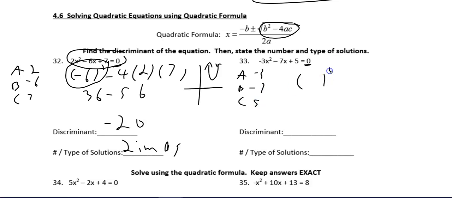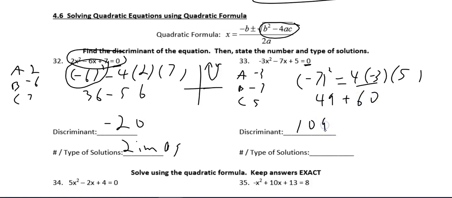So B squared minus 4 times A times C, fill them in, -7, -3, 5. -7 squared is 49. Negative times a negative is 12 times 5 is positive 60. 60 plus 49 is 109. If I end up with a positive number under my radical, that means I have something like this. 2 real answers.